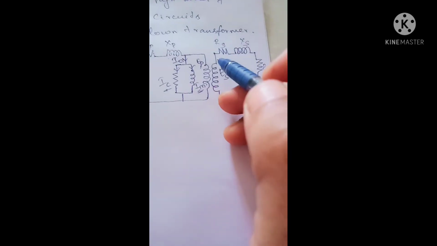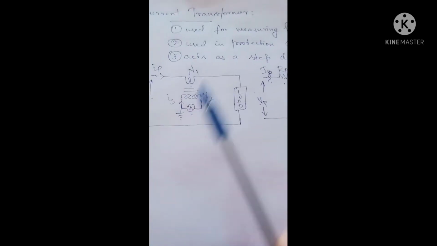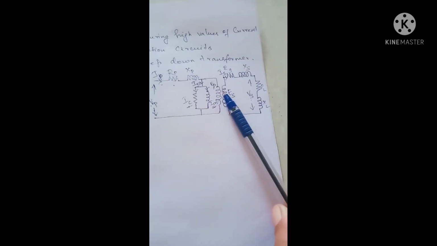And apart from this, here we have IS. IS is the secondary current that flows through this entire circuit, and the voltage developed across the load terminal is denoted by Vs, which is the secondary terminal voltage. So this is our equivalent diagram of the current transformer. I have drawn the equivalent circuit for this entire structure, where we have primary and secondary winding.